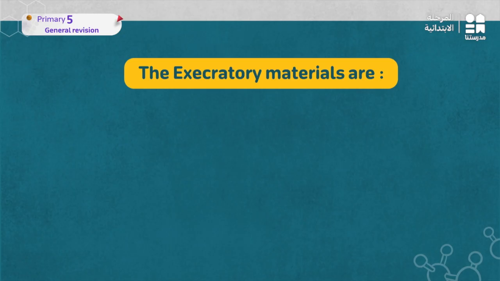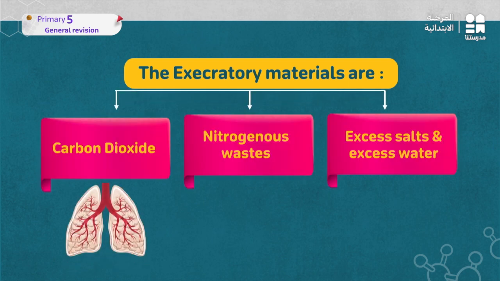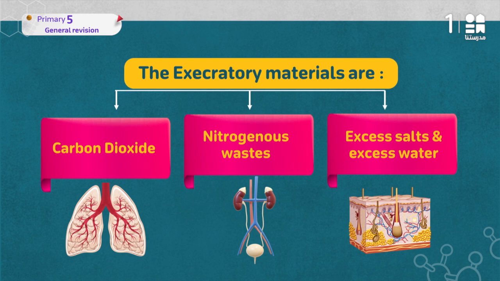كانوا إيه هما ال three examples of the excretory materials? We have three examples: carbon dioxide, nitrogenous wastes, and excess salt و excess water. Carbon dioxide بنتخلص منه through the two lungs. Nitrogenous wastes through the urinary system in the form of urine, and the excess salt و excess water عن طريق حاجتين يا إما in the form of sweat يا إما urinary system in the form of urine.